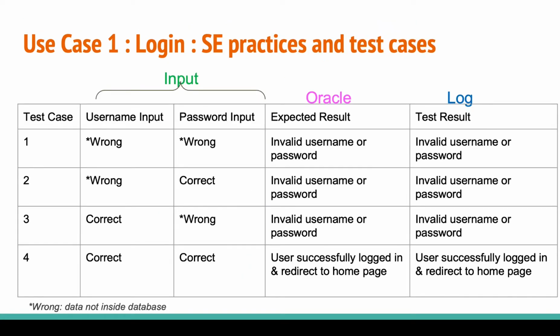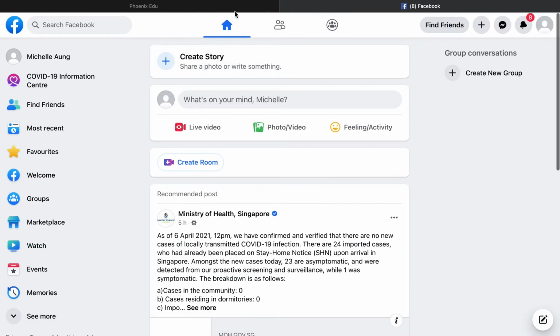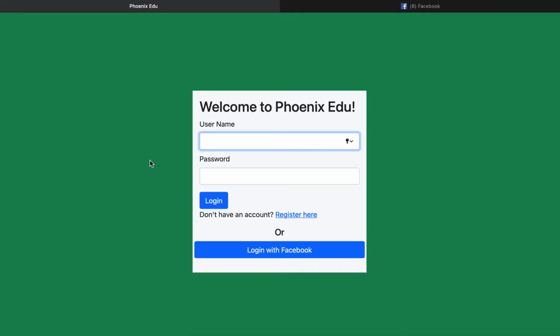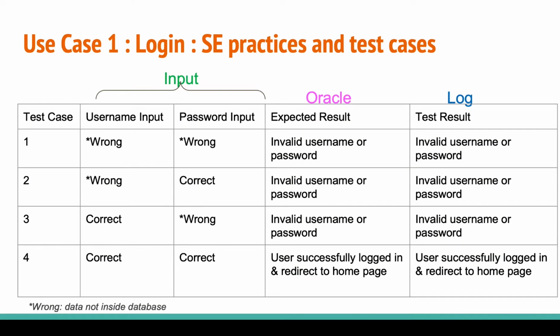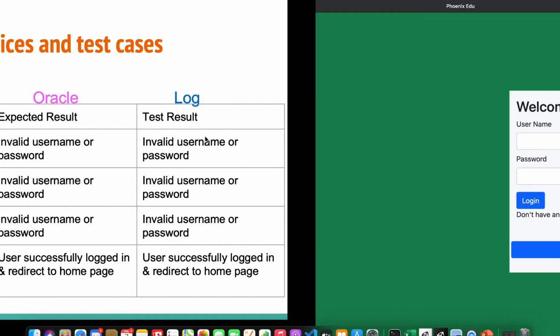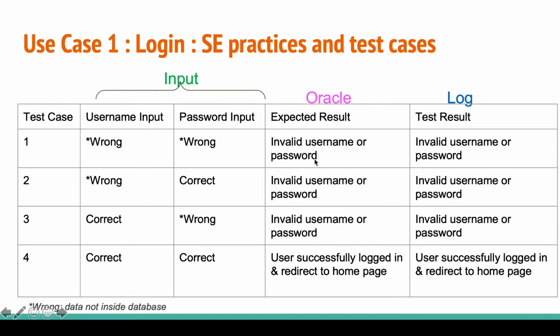Now let's look at the test cases. For the test cases, I will actually do the live demonstration to check each item. So let's look at our app. So this is Phoenix Edu. So the first test case will be with the wrong username and the wrong password. So the expected result should be invalid username or password.